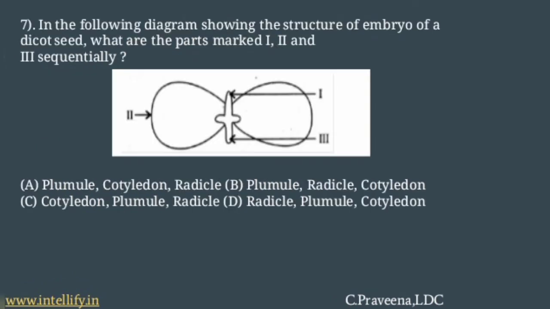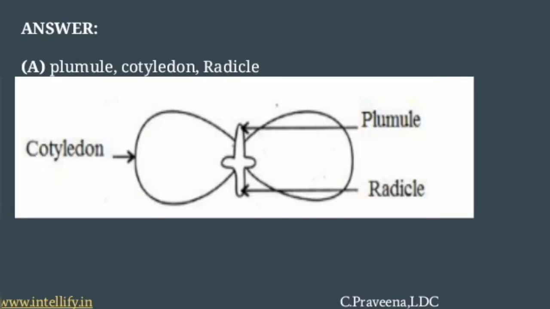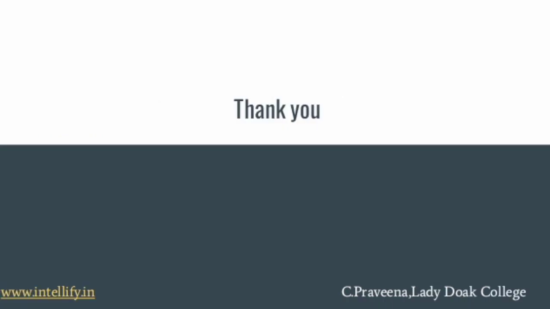Now the last question is, in the following diagram showing the structure of the embryo of a dicot seed, what are the parts marked 1, 2, 3 sequentially? Generally, the seed coat encloses an embryo which is differentiated into three main parts: plumule, radicle and cotyledon. The plumule is the upper terminal part of the embryo which elongates and develops into the future shoot. The lower end of the embryo is the radicle which develops into the future root. The cotyledons are also known as seed leaves. So the correct answer is A, plumule, cotyledon and radicle.